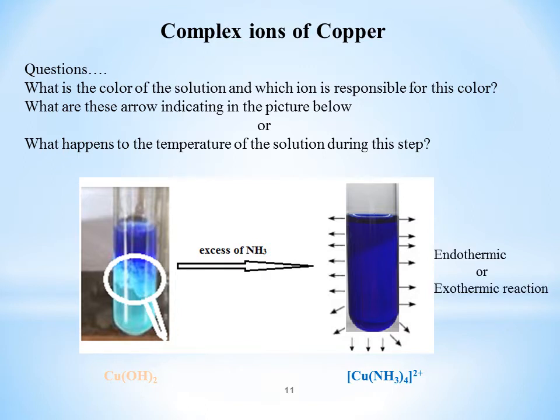Actually, the arrows indicate the nature of the reaction, whether it is endothermic or exothermic. The direction of the arrows indicates it is an exothermic reaction, and it is also a ligand exchange reaction. So, a ligand exchange reaction in excess of ammonia, and an exothermic reaction. This is the overall explanation of the chemical reaction.